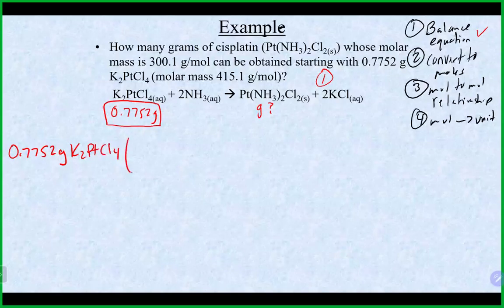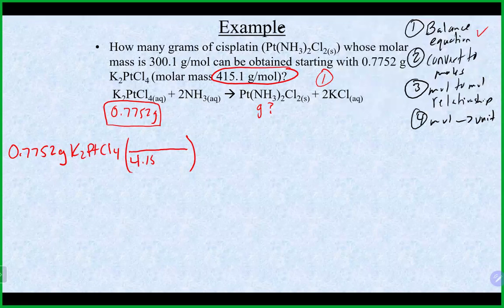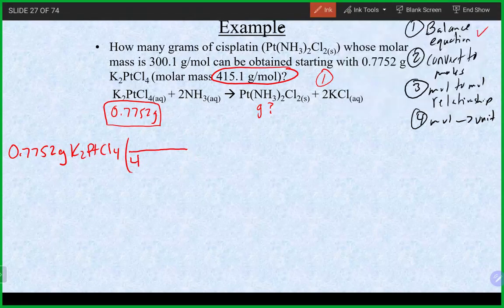K2PtCl4. They were nice enough to give us the molar mass of that. And once again, if they didn't, you would need to go to the periodic table and calculate it yourself. Just add up all the parts, obviously, like normal. And in this case, we do want to put the grams on the bottom here, which is not that. There's close. Wrong spot for the decimal. Try it again. 415, it looks like.